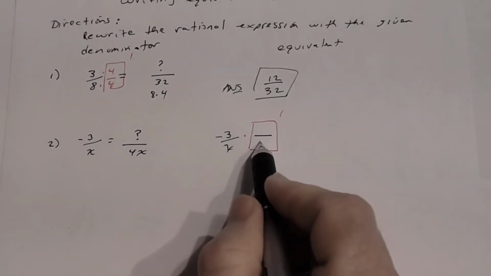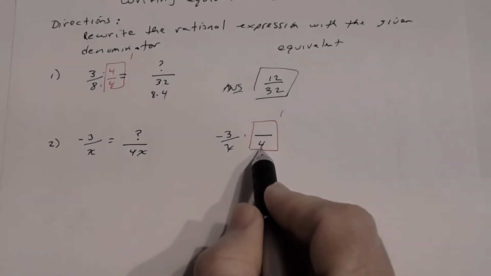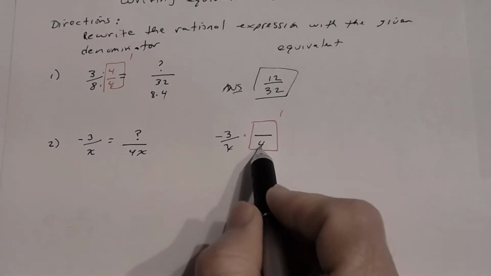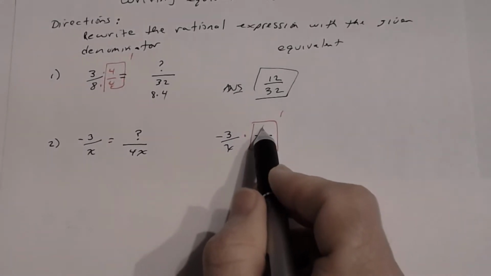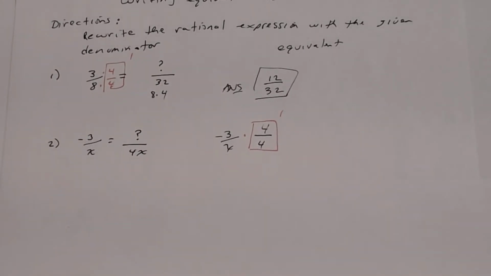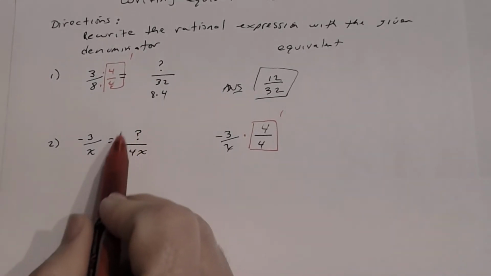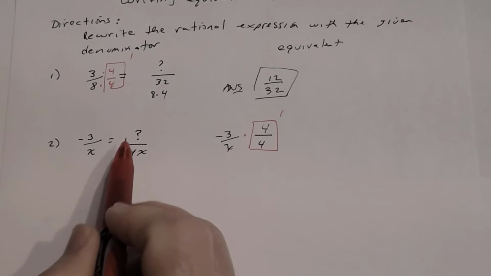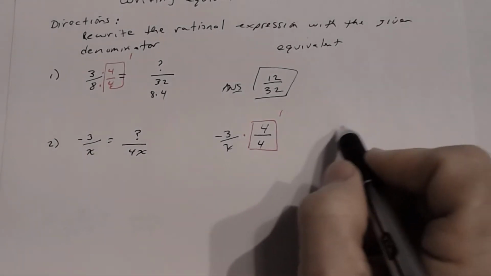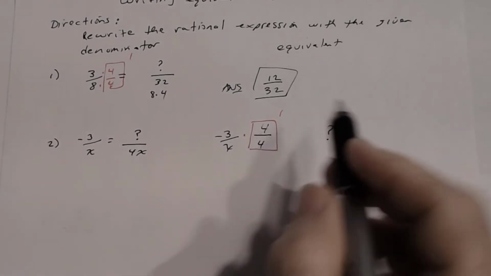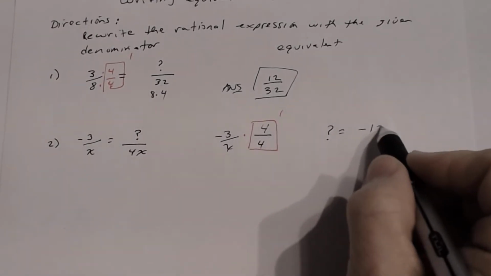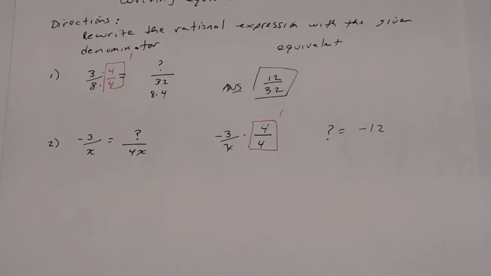So what's missing? 4. So if I multiply the denominator by 4, then I have to multiply the numerator by 4. And so therefore, this question mark, which is what you have to write now, I'm going to go ahead and say that here. The question mark will equal negative 3 times 4, which is negative 12. All right. So the question mark is negative 12.